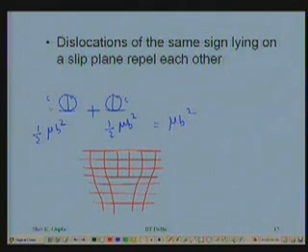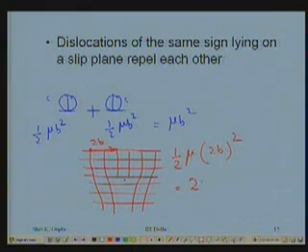What is the Burgers vector of this dislocation line? It's going to be from here to there. It shall be 2b. If I consider it as one single dislocation, what is the energy of this? 1/2 μ(2b)². That's the magnitude. So it becomes 2μb², which is double of this. Compare that.